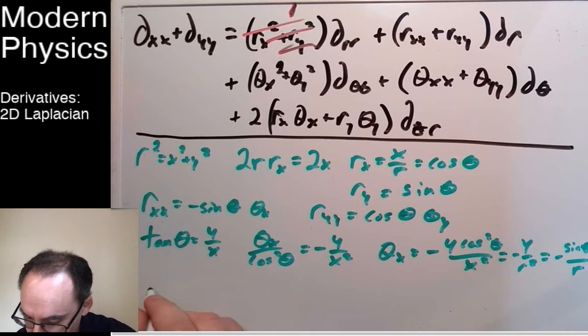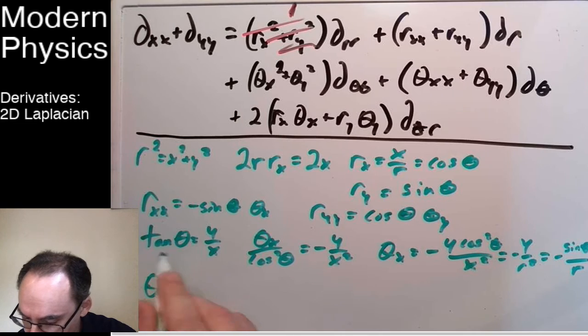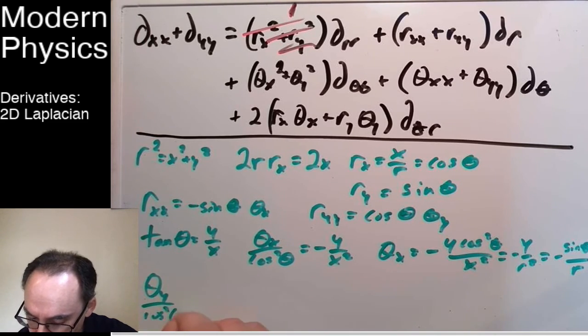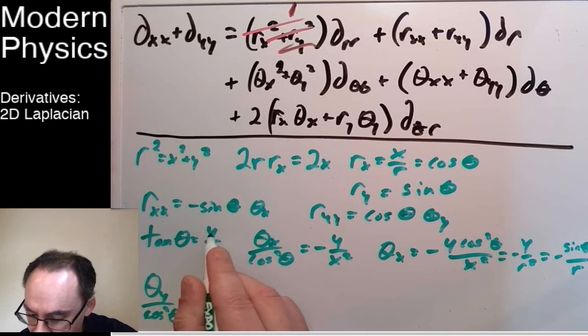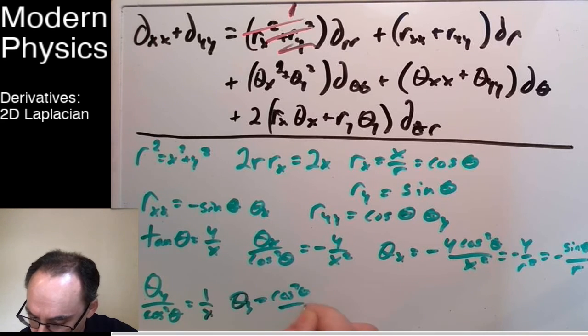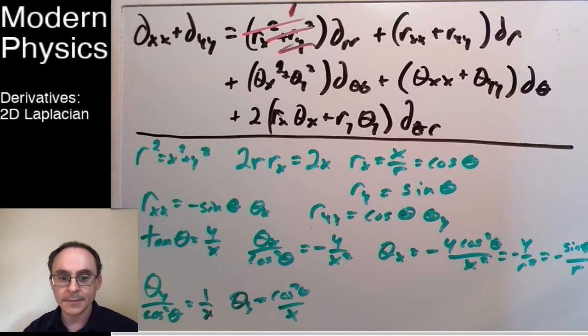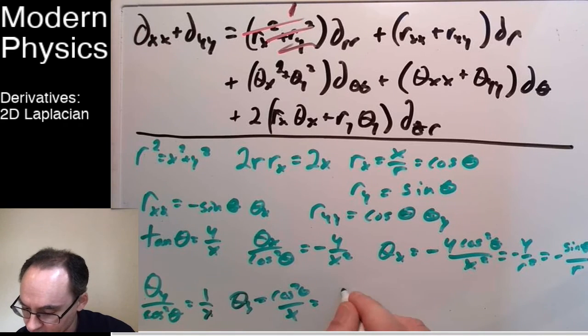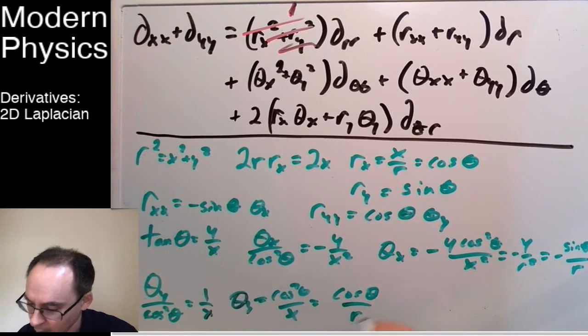Theta y is actually probably a little easier because y is on top, but similarly, I'm going to have theta y over cosine squared, because I'm still taking the derivative of that tangent there, equals the derivative of the right-hand side with respect to y, which is just 1 over x. So here I have theta y equals cosine squared over x. And again, x is r cosine theta, so this is going to be cosine theta over r.